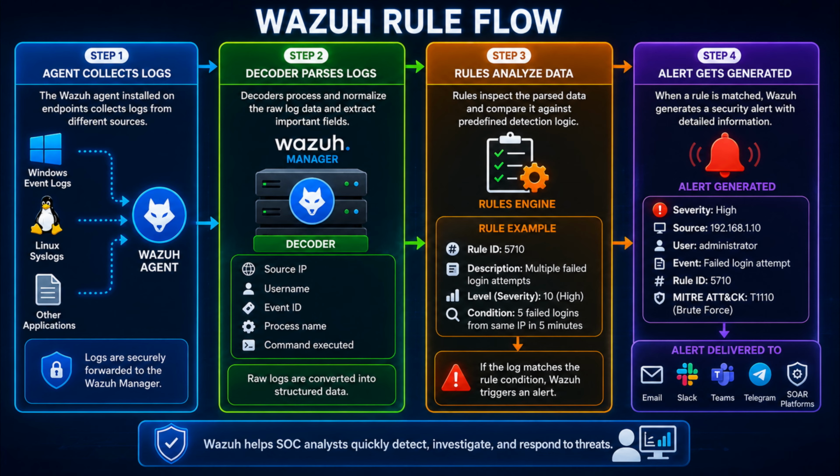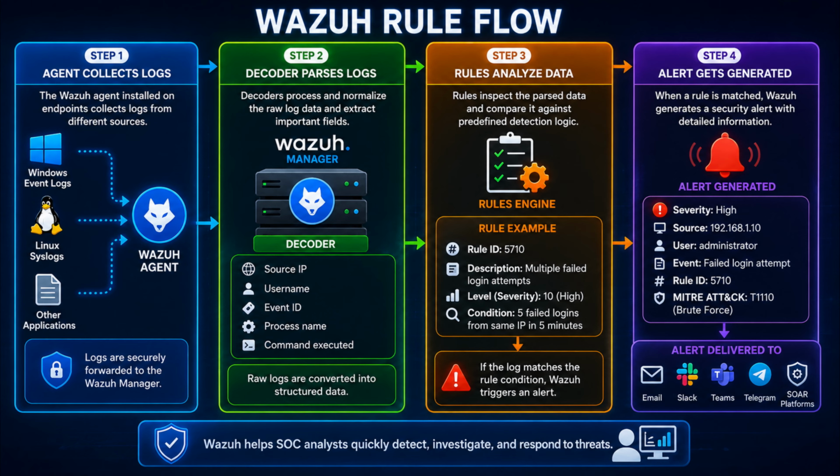Step 3. Rules analyze the parsed data. After parsing, Wazuh rules inspect the extracted information and compare it against predefined detection logic. Rules help identify failed login attempts, brute force attacks. Each rule has rule ID, severity level, description, detection conditions. If the log matches a rule condition, Wazuh triggers an alert.